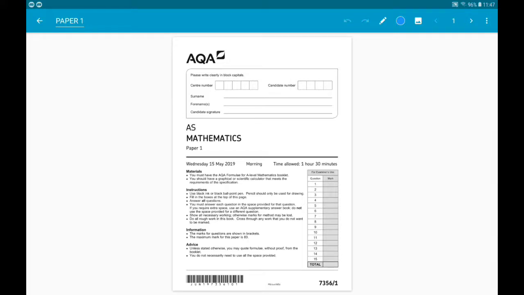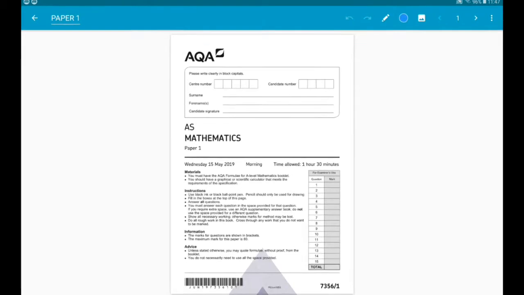A step-by-step walkthrough of the AQA 2019 AS Level Maths Paper 1, which is Pure Maths and Mechanics. It's quite tricky, we're going to have some fun, and let's do this.